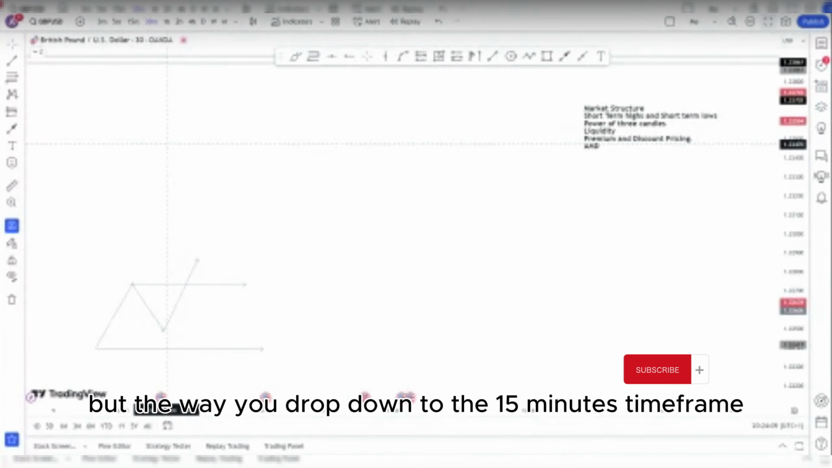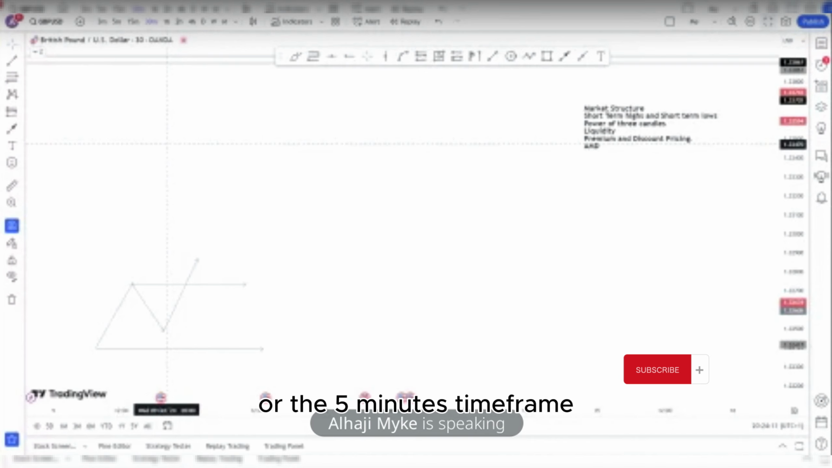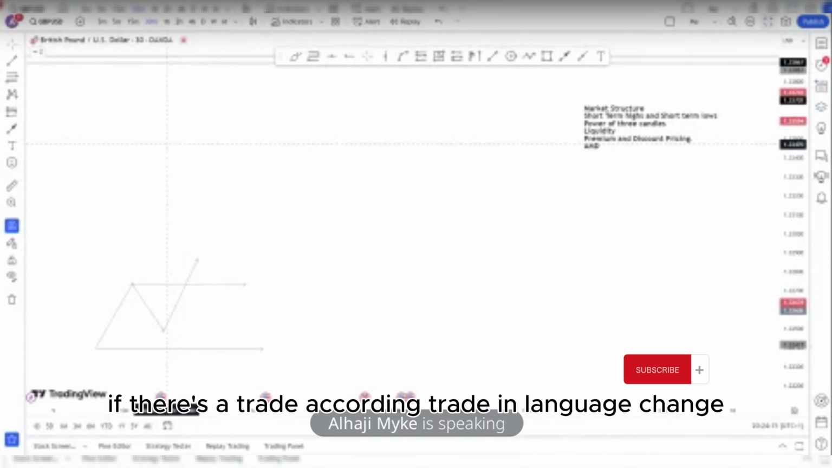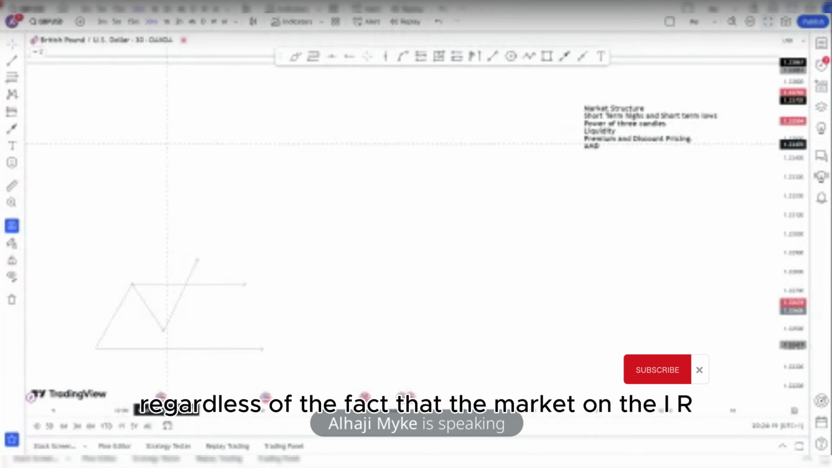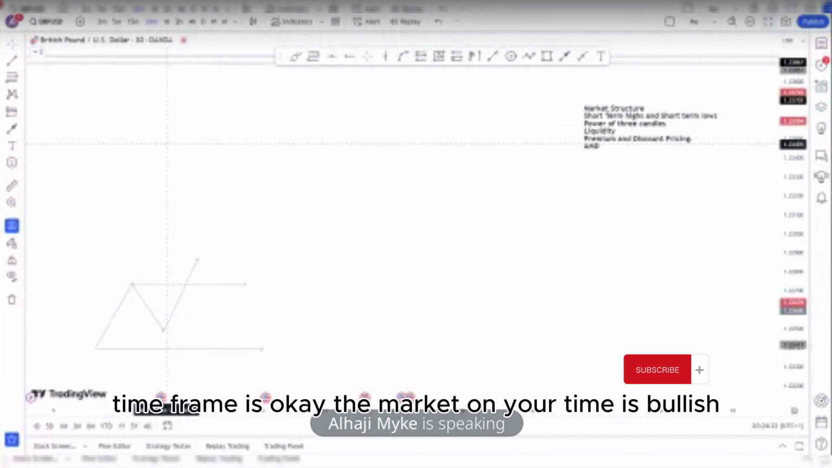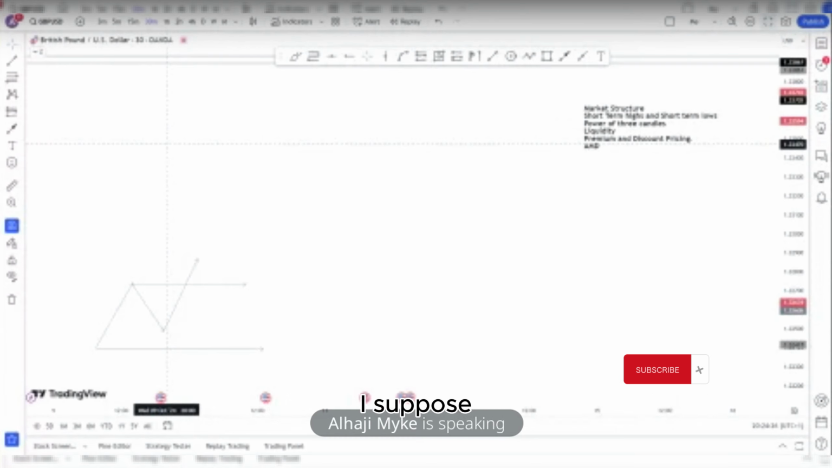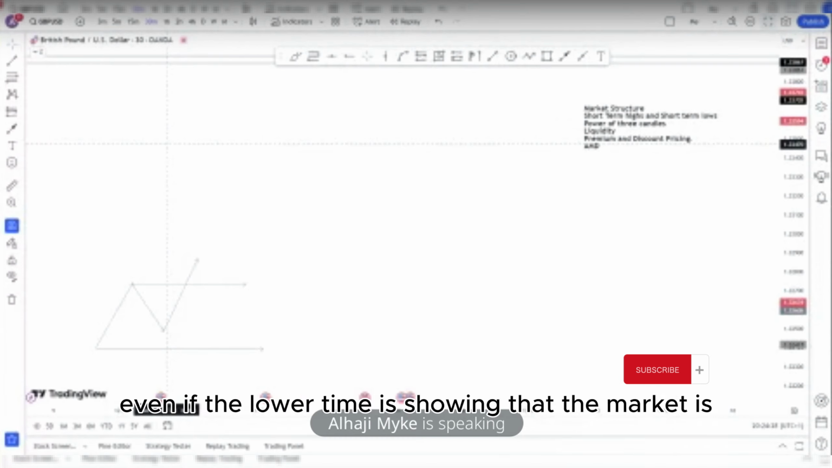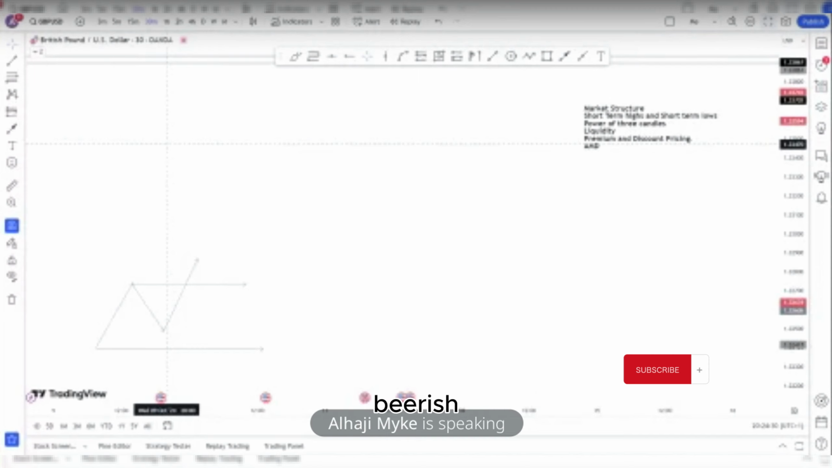But then when you drop down to the 15 minutes time frame or the 5 minutes time frame, you're going to notice that it is bearish. Now, if they say trade in line with the trend, do they mean that regardless of the fact that the market on the higher time frame is bullish, you are supposed to just keep on looking for buy opportunities even if the lower time frame is showing that the market is bearish? It isn't a rhetorical question. I also want to answer.